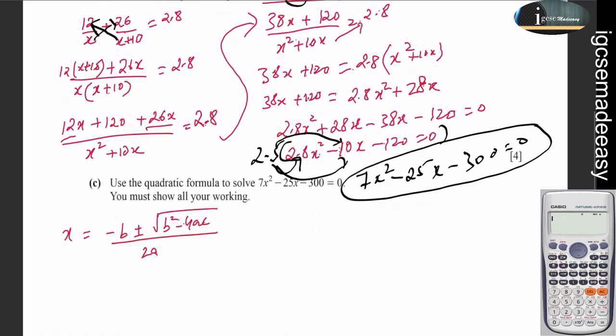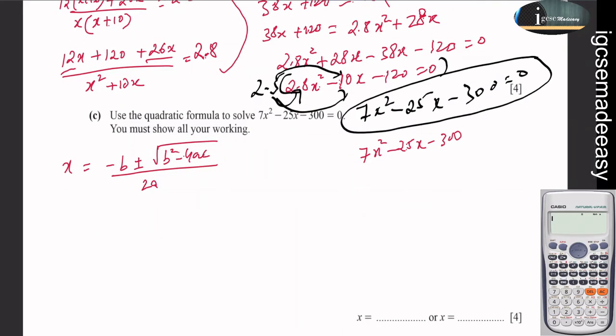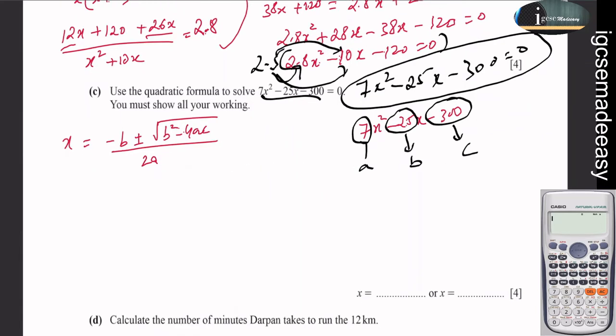So the equation is 7x square minus 25x minus 300, right? Where the value of a is 7, minus 25 is the value of b, and minus 300 is the value of c. From this one equation only I took. So we have to put the values of a, b, c in this quadratic formula, and take plus and minus.